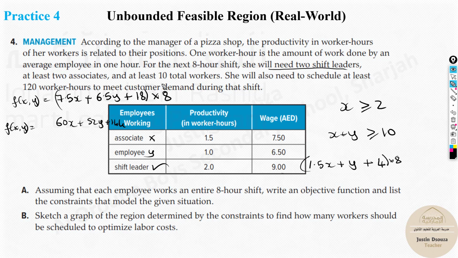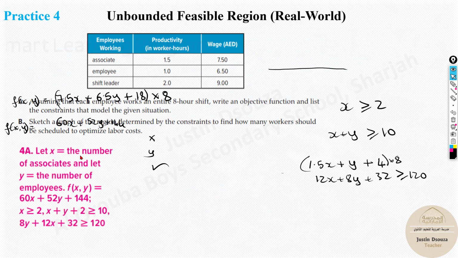Why do I multiply this by 8? Because for the entire shift, a shift is 8 hours, right? This is for 1 hour, 1.5. So let me just multiply this. 1.5 times 8 plus 4 is 12x plus 8y plus 8 fours are 32. Now this must be greater than or equal to how much? 120 work hours. So this is the constraint. This is the important constraint. Now that's it. These are all the constraints which we have, and then we can directly solve the problem.